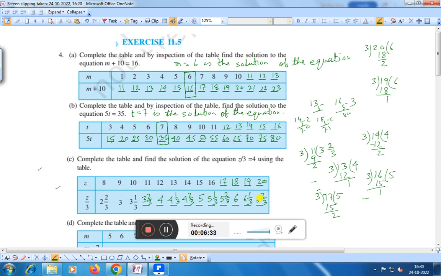Right. Then what is the equation? Z by 3 is equal to 4. That means for z equal to 12, the answer is 4. That means left hand side is equal to right hand side. Right. This is the solution. Therefore z equal to 12 is the solution of the equation.